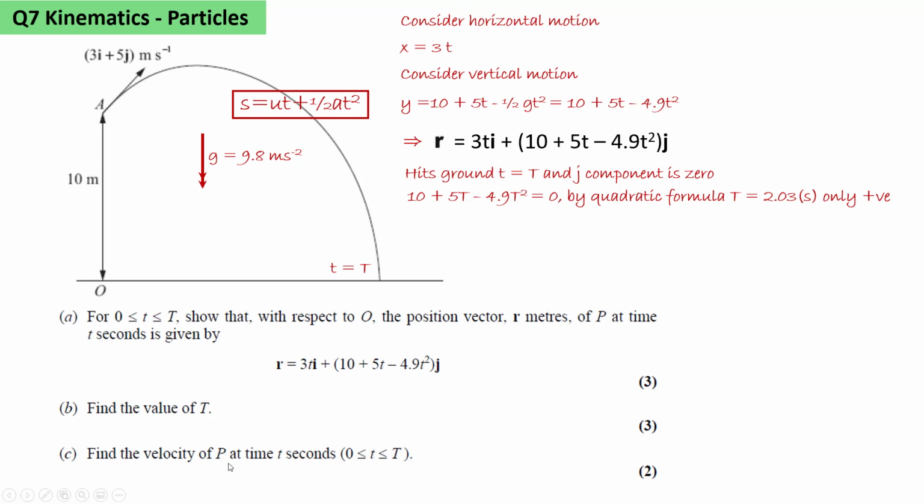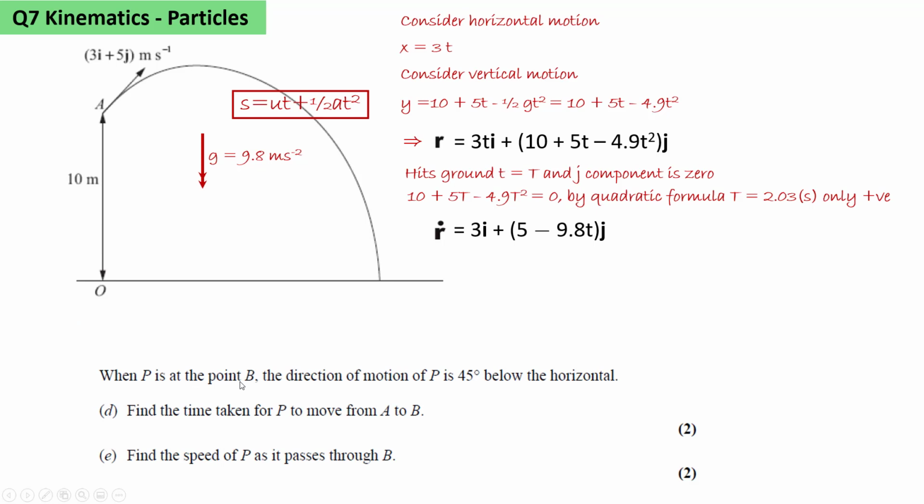We're then asked to find the velocity at time t. So here, if we have a vector describing the position or displacement at time t, we simply differentiate that with respect to t to get the velocity vector r dot. So r dot is 3i, and we differentiate the vertical part to get 5 minus 9.8t j.